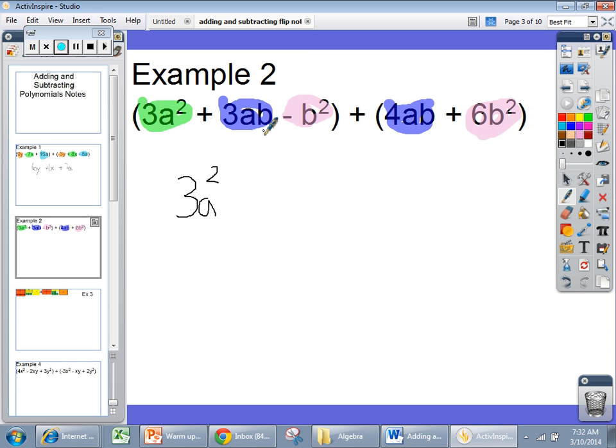Alright, so we have a 3ab and 4ab. They're both positive, so 3 and 4 make 7ab. Okay, and then we have a negative b squared and a 6b squared. So what is 6 minus, what's the coefficient here if there's not one? 1. 6 minus 1 is 5. And it's positive, right? Because 6 is positive? Yeah. Okay, good. So 5b squared.